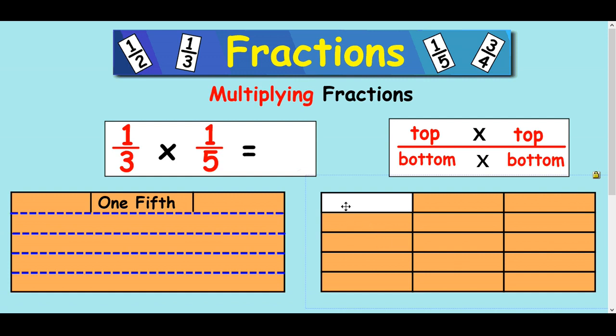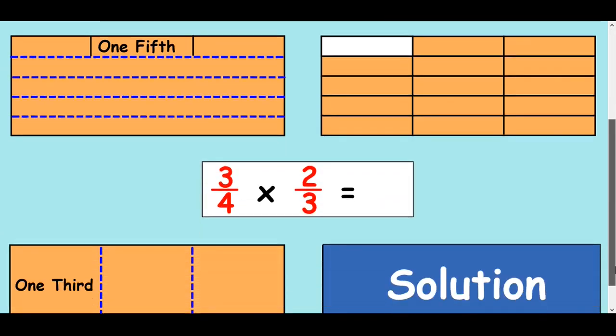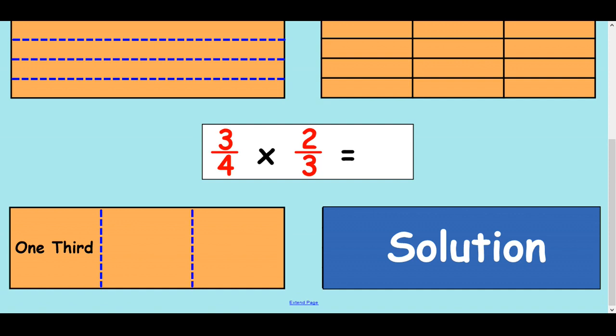I've done it over here quickly. I've split my fifth into thirds, but I've done it for everything else, and I can see that there's one bit here out of a total of 15. 1, 2, 3, 4, 5, 6, 7, 8, 9, 10, 11, 12, 13, 14, 15. So a third of a fifth is a 15th. But again, if you do this idea of the top times the top and the bottom times the bottom, you will get a 15th. And if you continue to do this, you keep getting the same answer, and then you can do much harder ones without the need for the pictures.